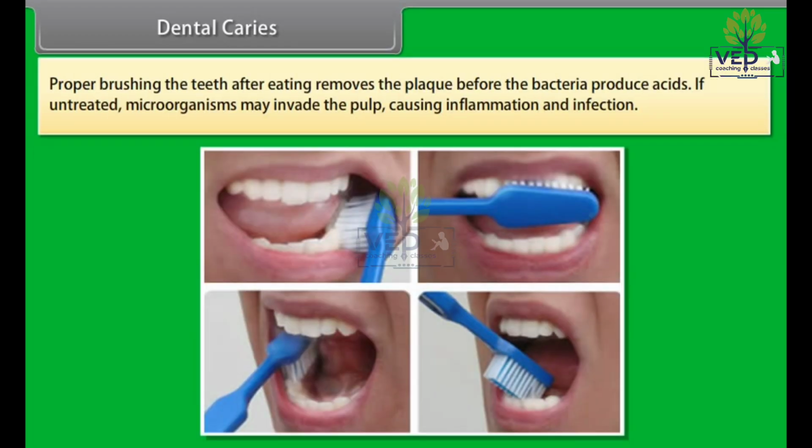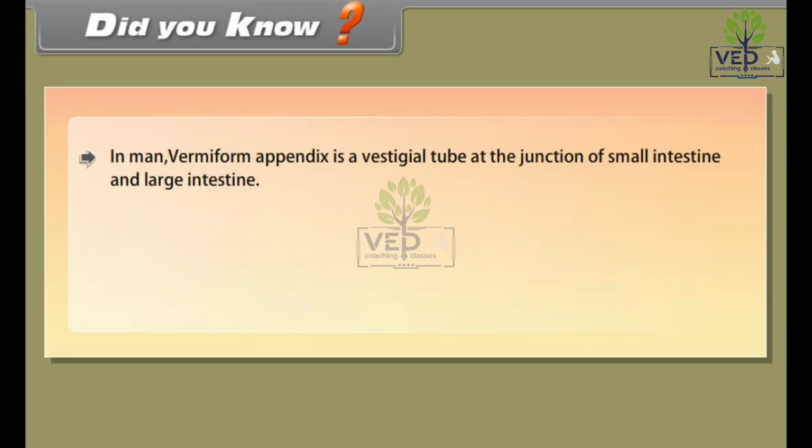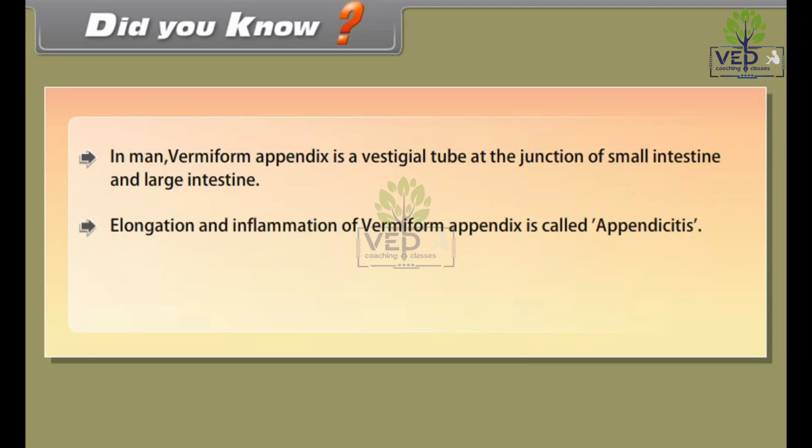Proper brushing of the teeth after eating removes the plaque before the bacteria produce acids. If untreated, microorganisms may invade the pulp, causing inflammation and infection. Did you know? In man, the vermiform appendix is a vestigial tube at the junction of the small intestine and large intestine. Elongation and inflammation of the vermiform appendix is called appendicitis.